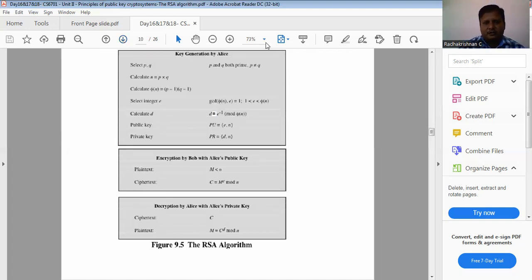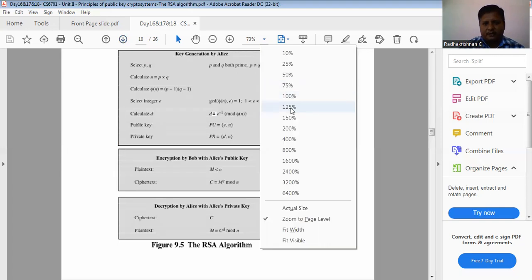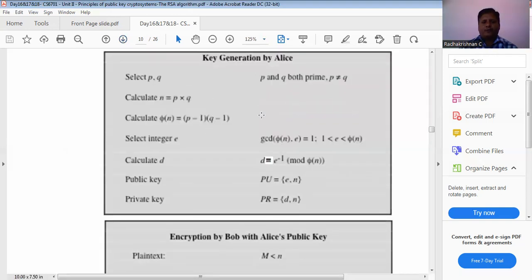Now I will expand the particular graph. Key generation: Alice and Bob are considered, where Alice is our sender and Bob is our destination. First, select p and q values. Both are prime numbers and both are not equal. That is our initial constraint.